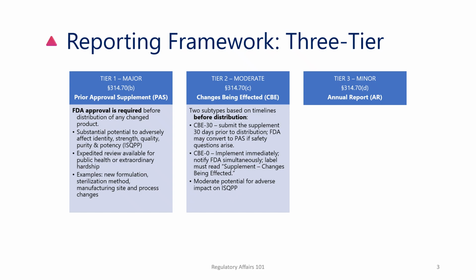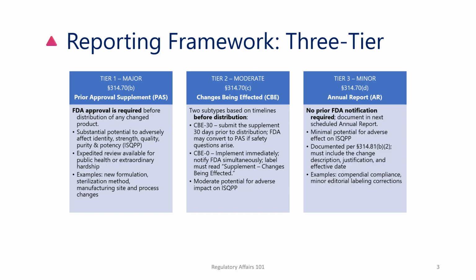Tier 3 minor changes. Annual report, AR. These changes have minimum potential for adverse impact. They are documented in the next annual report.